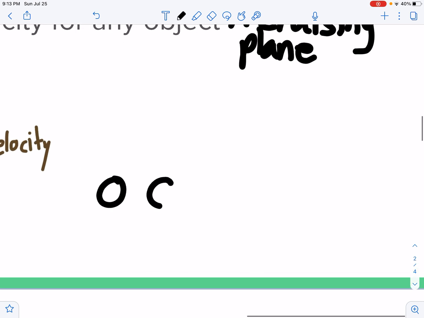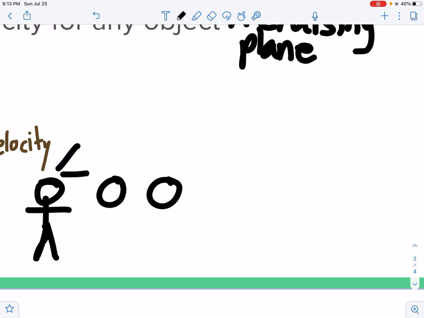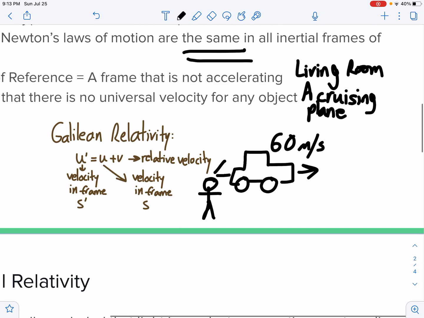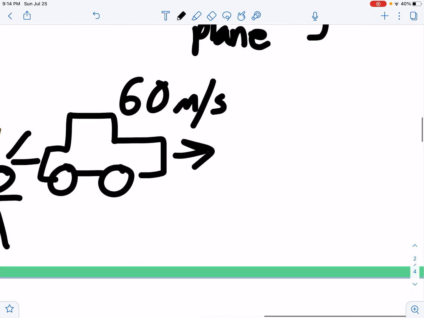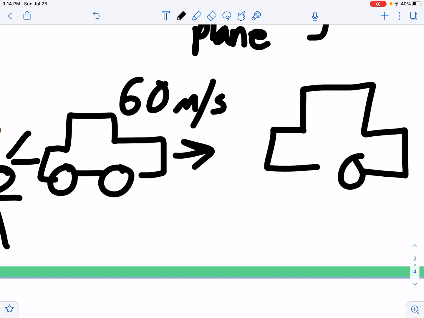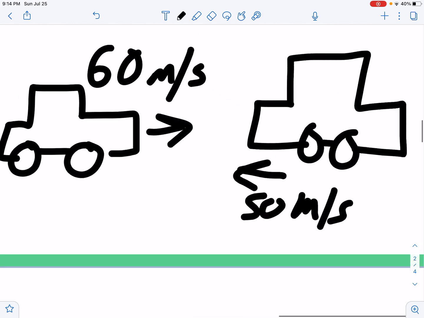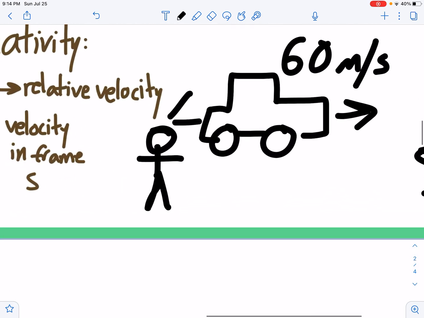If I say there's a stationary observer over here, from this person's point of view, there's a car over here that is going at 60 meters per second in this direction. Meanwhile, they also see a car going in this direction on the other side of the road so they don't crash, at 50 meters per second. So these are the velocities from this observer's point of view.